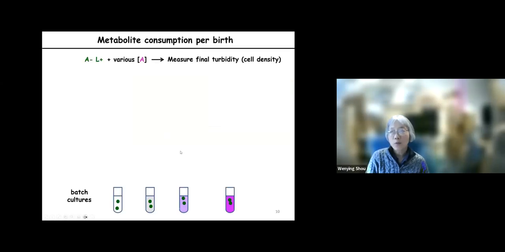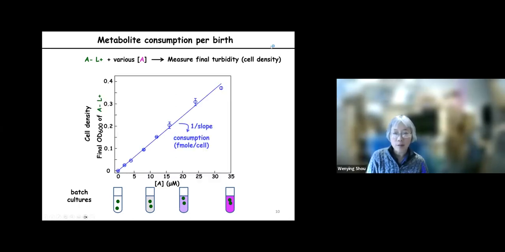So to measure consumption, for example, if we want to measure how much adenine is consumed for each birth of the adenine-requiring cells, we just have some batch cultures, and we add different concentrations of adenine in those batch cultures. We put in some cells that require adenine, and we wait until they reach final turbidity. The turbidity is proportional to cell density, and we have a formula to convert it. And we get a very straight line, right? Then the 1 over slope is the consumption in units of, for example, femtomole per cell. So you have micromolar divided by cells per milliliter, the volume cancels out, and you have femtomole per cell.